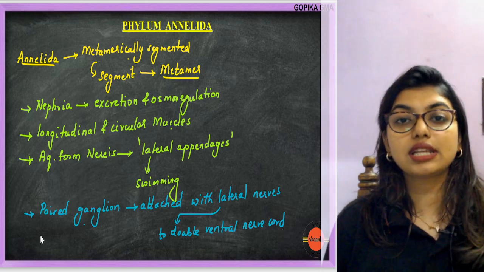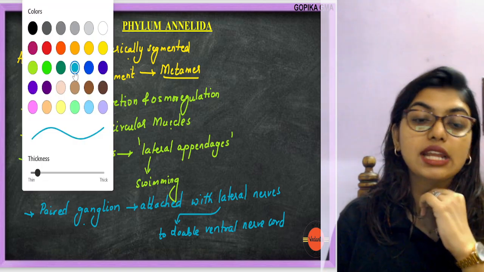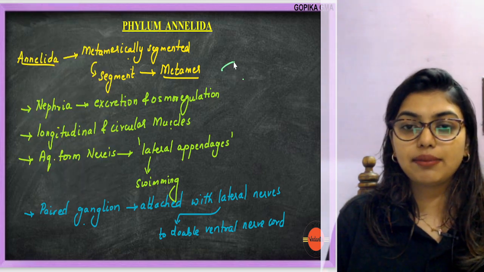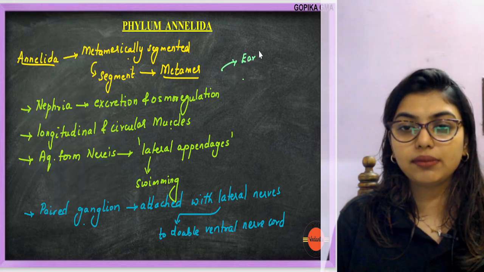So here you can understand that Annelida is not a simple fellow. He is like a strong fellow. He has got more development compared to others. Then the examples you will remember are going to be earthworm. Earthworm and leech are the two examples you can remember.